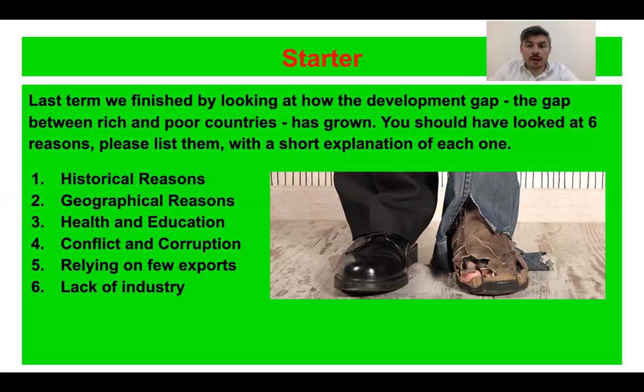And lack of industry. If a country doesn't have factories, if it doesn't have industry, if it relies only on farms and agriculture, it's going to be less developed. So that's a quick recap of the reasons for the development gap.